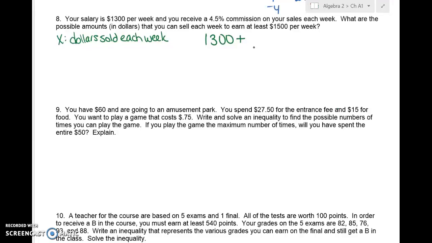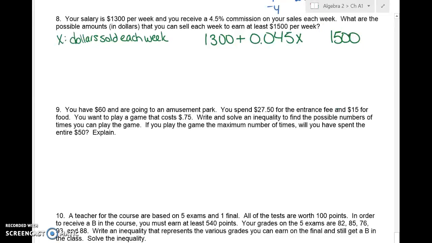Move the decimal to the left once. Twice. Move the decimal to the left twice. Or do 4.5 divided by 100 in your calculator. 4.5% is 4.5 out of 100. So 4.5 divided by 100 is 0.045. Or the shortcut is take the decimal, move it left twice. And it's 4.5% per dollar that you sell. Leave a space so we can think about what symbol to use, and we want to earn $1,500 per week.